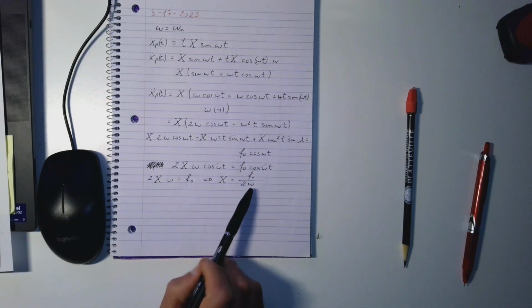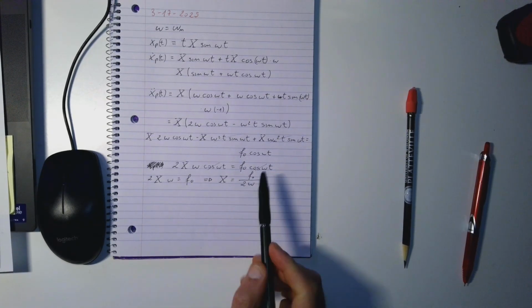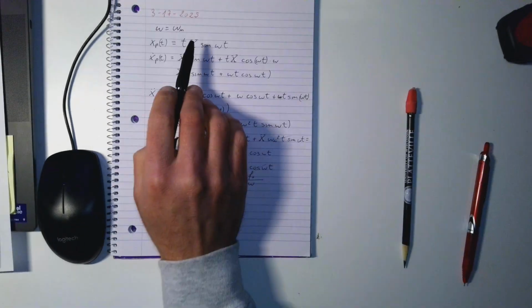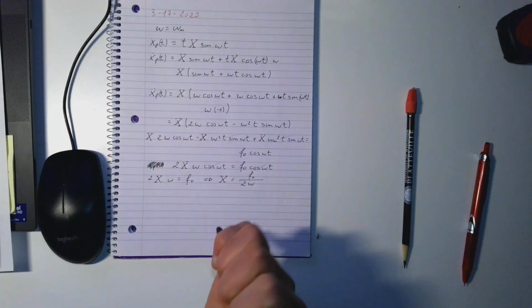Now that we found that the big X is equal to f0 divided by 2 omega, we just need to take this one, plug it here, and then we find the particular solution.